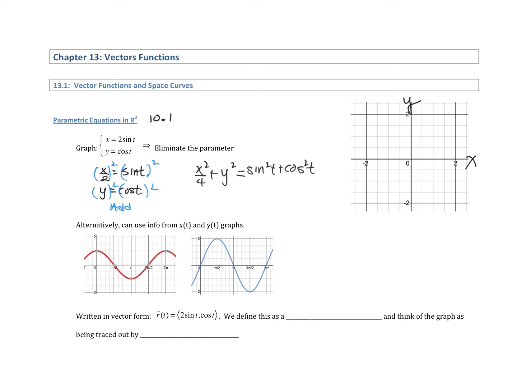So I'm just adding together. And sine squared plus cosine squared, of course, is 1. So I get x squared over 4 plus y squared equals 1. And so we see a familiar equation here. This is the graph of an ellipse, 2 units in the x direction, 1 in the y. And so we get this ellipse.